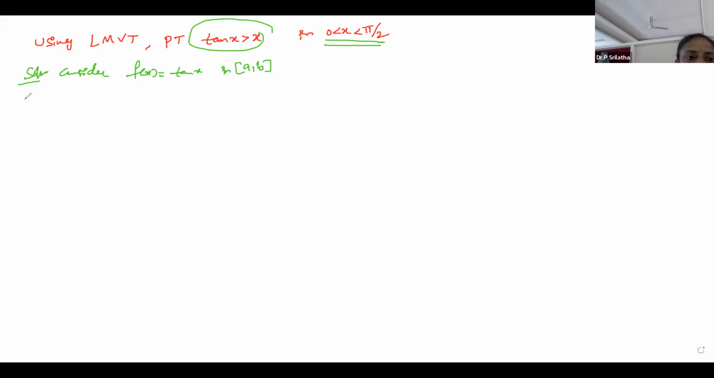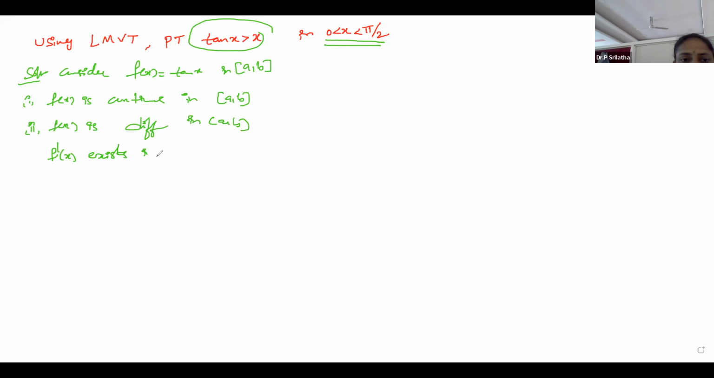So the first condition is f of x is continuous in the closed interval a comma b, and the second condition is f of x is differentiable in the open interval a comma b. What is the meaning of this? f dash of x exists in the open interval a comma b. Here f of x equal to tan x, so f dash of x is secant square x, which will exist in the open interval a comma b, isn't it?